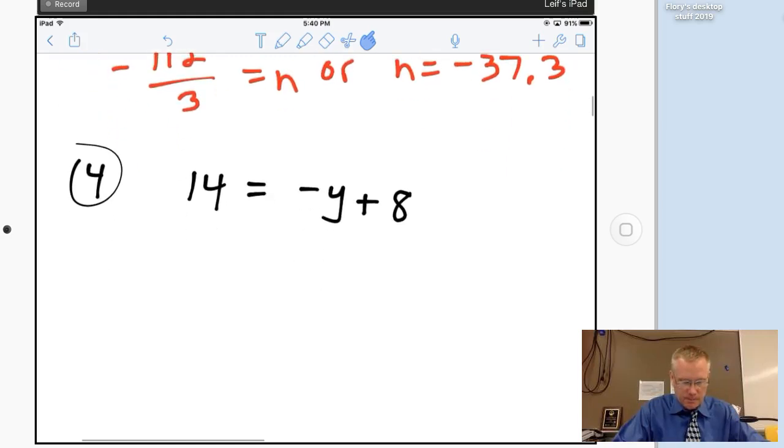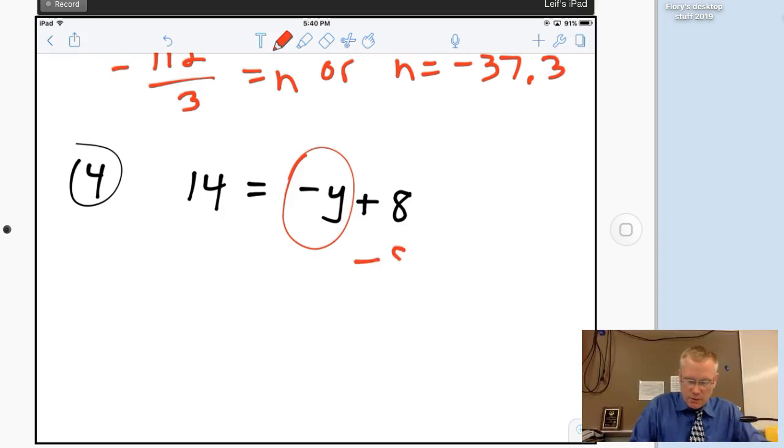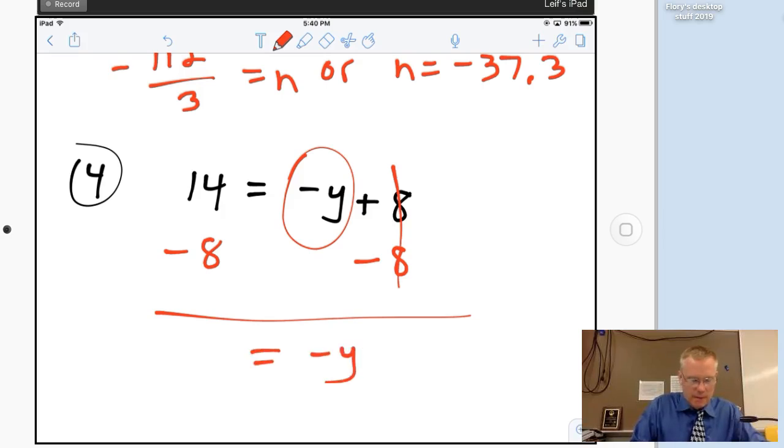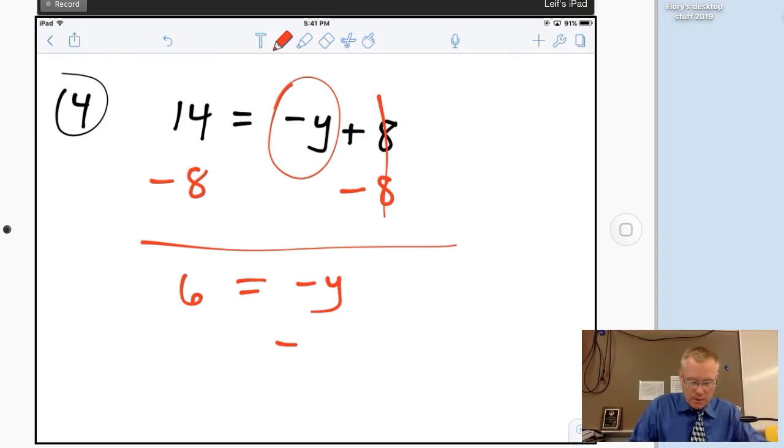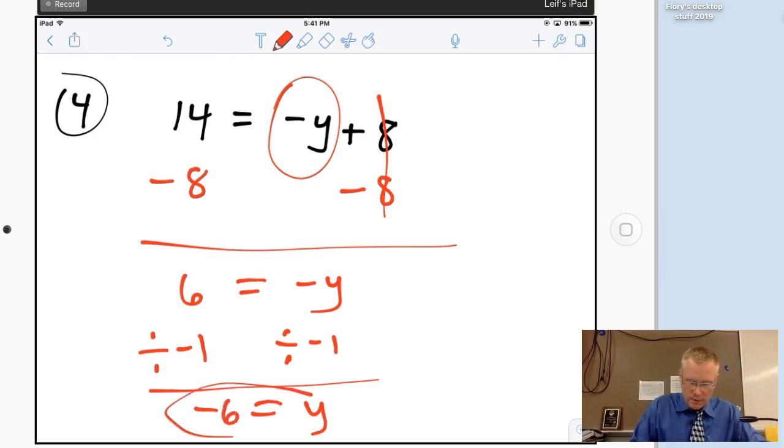All right, next one. I'm going to try to get the negative y alone first, which means the first thing I'm going to do is subtract 8 from both sides. And those will cancel. And then I'm left with negative y. 14 minus 8 is 6. Okay, and then I have to do one more thing. I have to get rid of the negative sign, which means I'm going to either multiply by negative 1 or divide by negative 1. Either one will work, which means I end up with y equals negative 6.